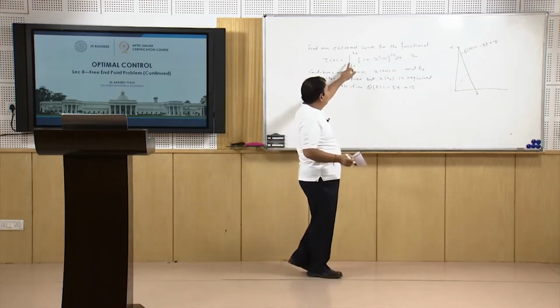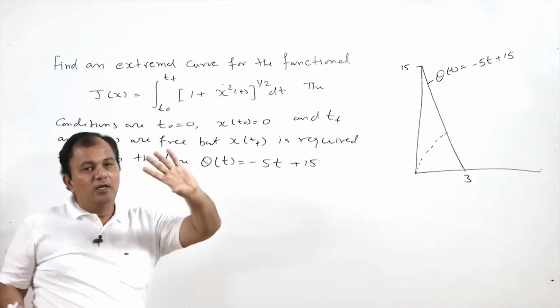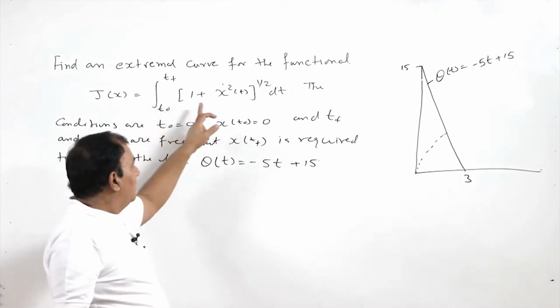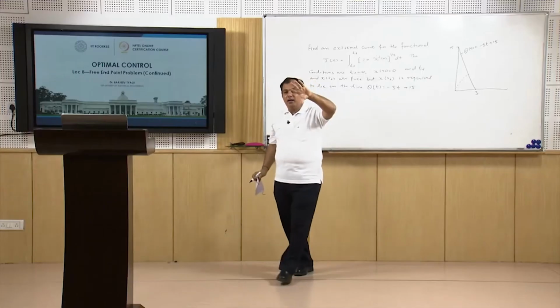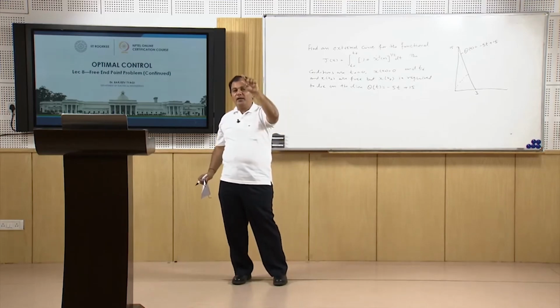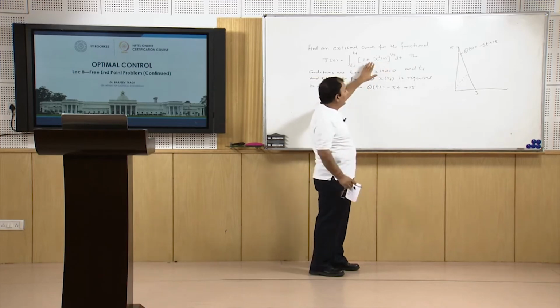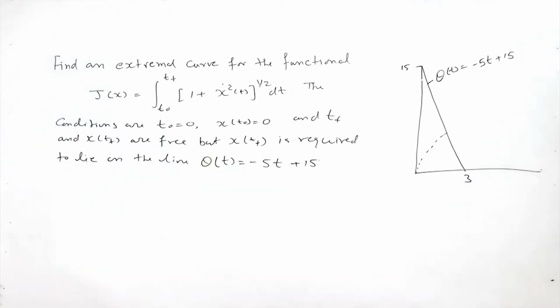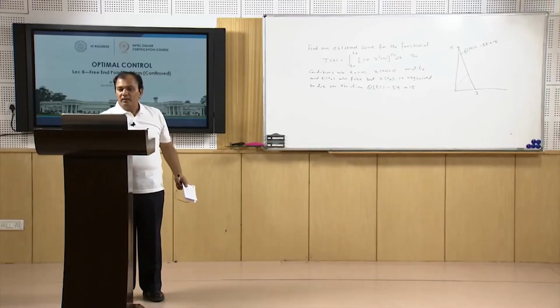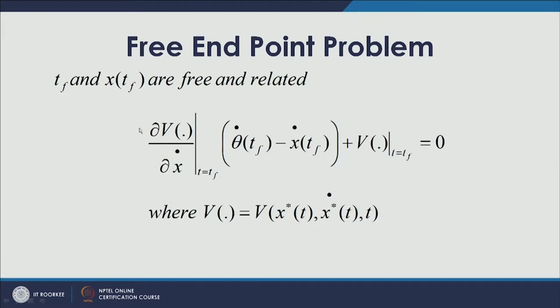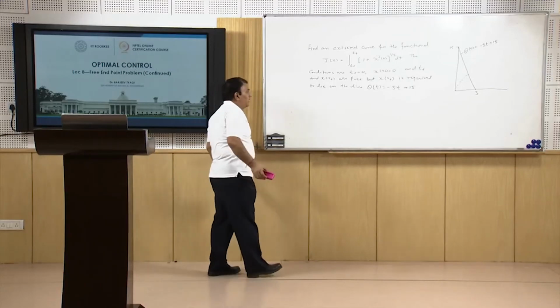As you can see, what is my functional? If you can recall our previous problem, we were trying to find the minimal curve joining two points. From there we have taken this functional, so we are directly using it at this point. To solve this problem, we will first solve the EL equation and then apply our final condition to get the value of my constants.